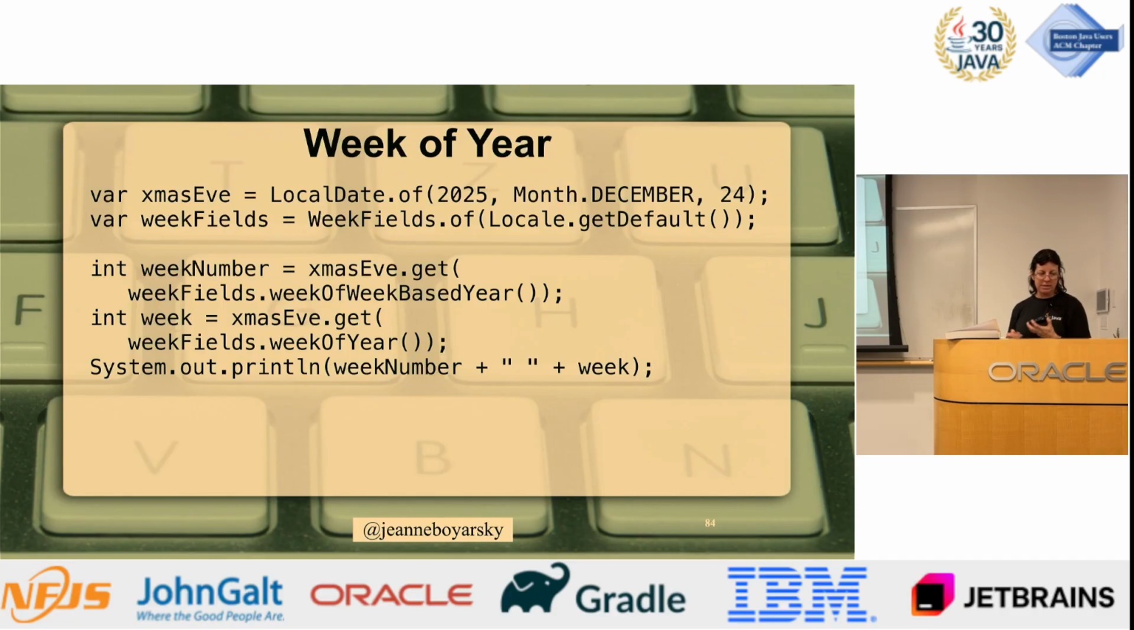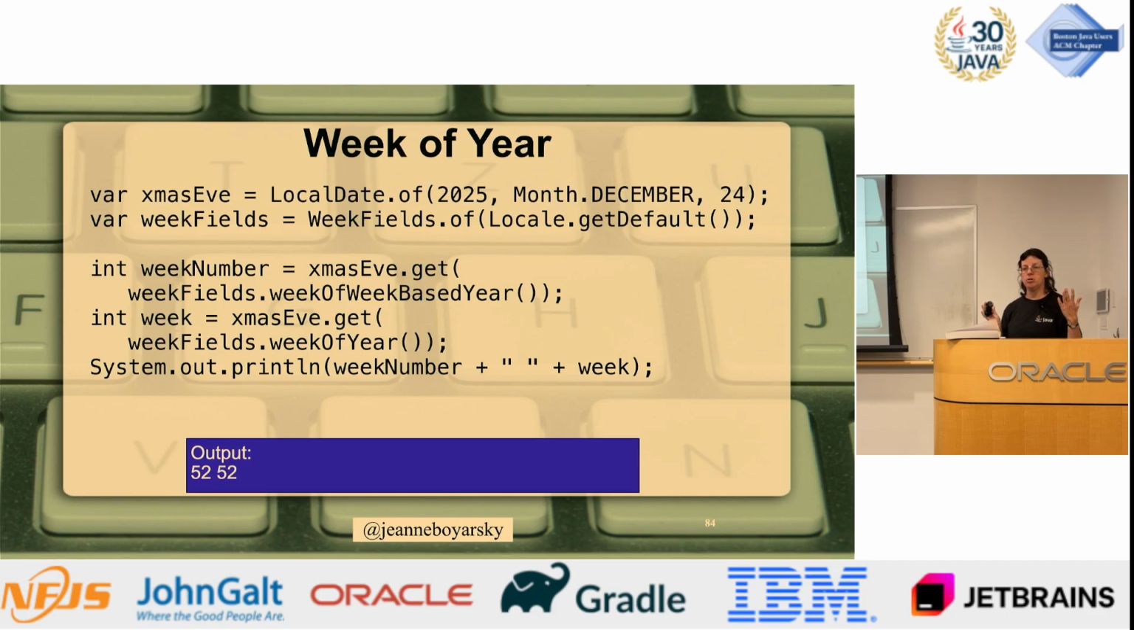So I've got Christmas Eve, no problem. I've created a local date. It's Christmas Eve. I've got my week fields, and I ask it to give me the week number, and I also ask it to give me the week of the year. And it gives me 52. All right, Christmas is within the last week of the year. I'm willing to believe that without looking it up. This seems perfectly reasonable to me. Cool. So I'm doing my reporting and everything's fine.